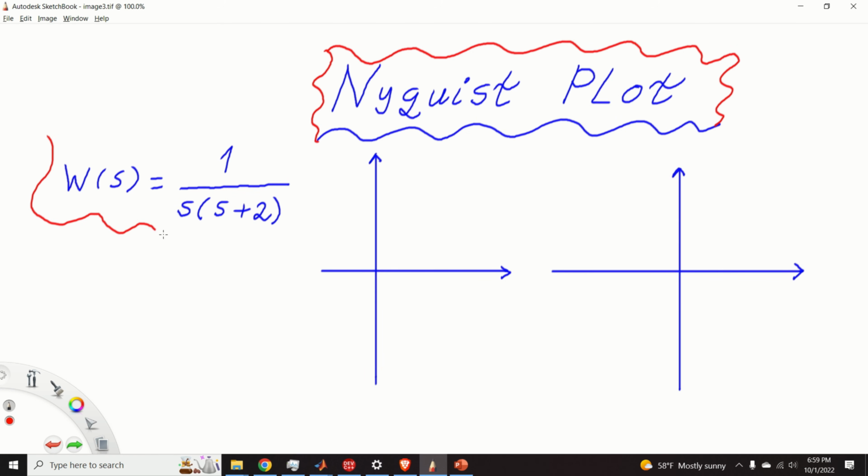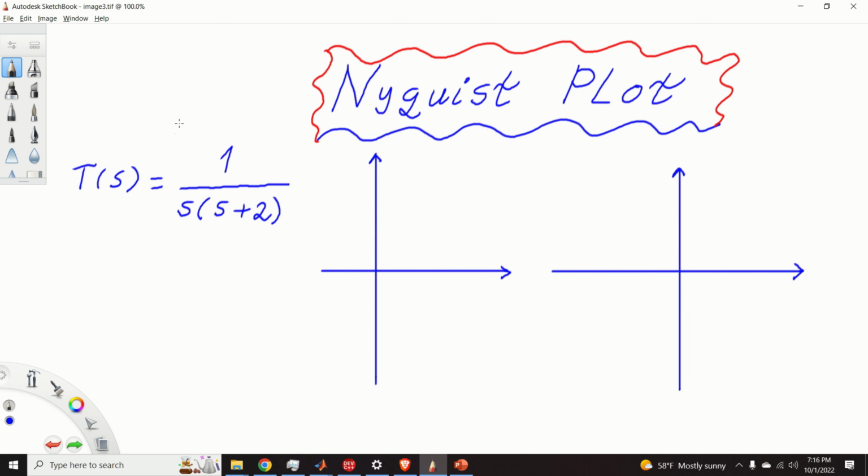The focus of this video will be on sketching the Nyquist plot of the transfer function that you can see over here. This transfer function has a pole at 0 and another pole at s equal to -2. And this transfer function can be an open loop model of a DC motor where we basically measure the position.